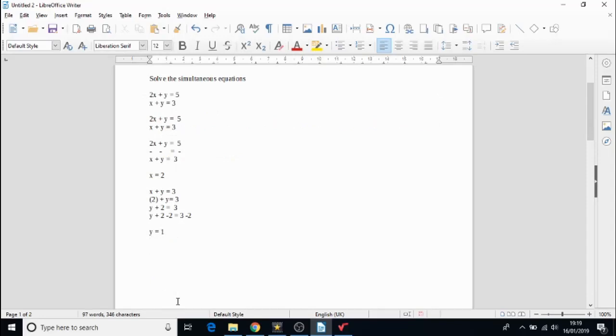So now you've got your unknown quantities, you work them out. X is equal to 2 and y is equal to 1. And those are your answers.